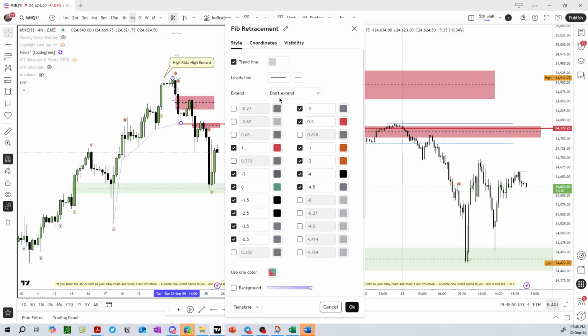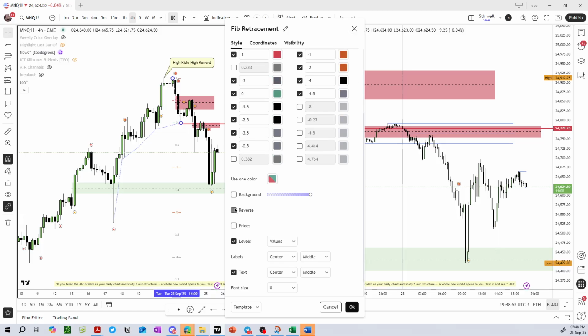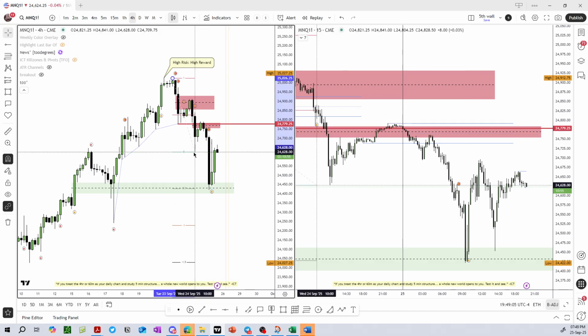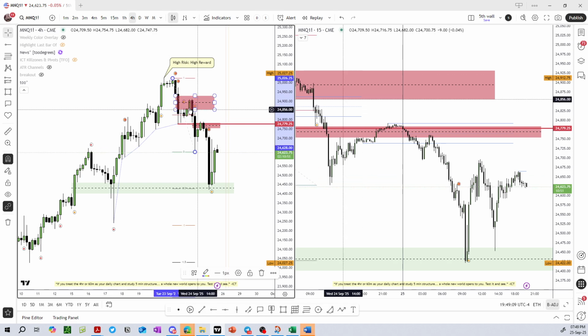Oh, let's see what happened. So in reverse. All right, so here's your 1-to-1. Here's your measured move from here to here. That's your measured move. So up this range here, if you do here to here, obviously that's a much larger range, and we have an area of consolidation here.